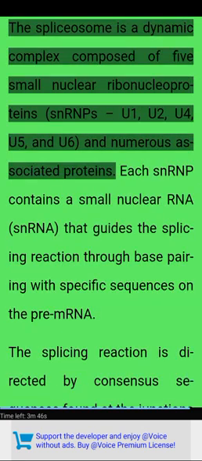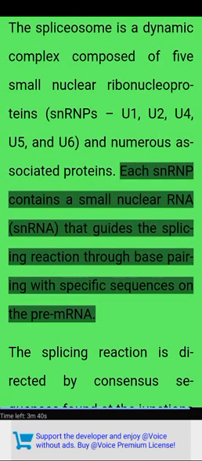Spliceosome and its components. The spliceosome is a dynamic complex composed of 5 small nuclear ribonucleoproteins, snRNPs, U1, U2, U4, U5, and U6, and numerous associated proteins. Each snRNP contains a small nuclear RNA, snRNA, that guides the splicing reaction through base pairing with specific sequences on the pre-mRNA.